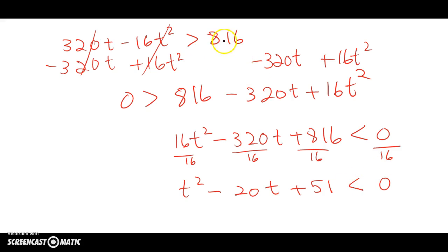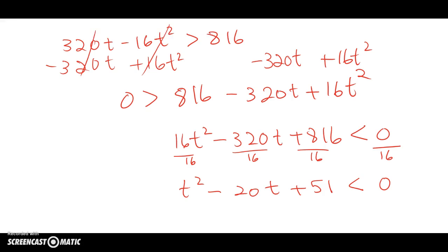Had you moved this guy to the left, if you chose to divide by a negative 16, you would have to flip your inequality. But in this case, I didn't have to do that. So now the numbers are much better to deal with. We're going to try to figure out if we can factor this guy out.